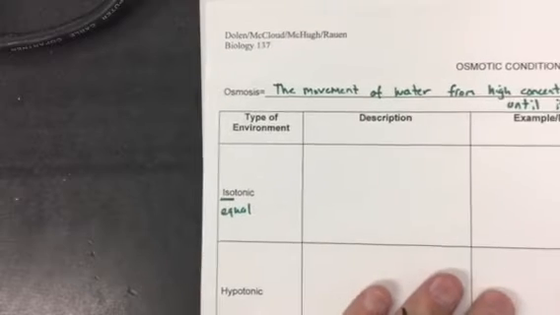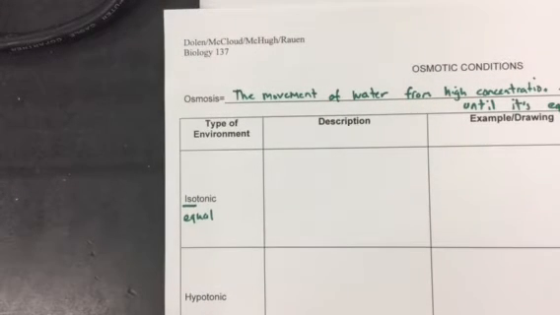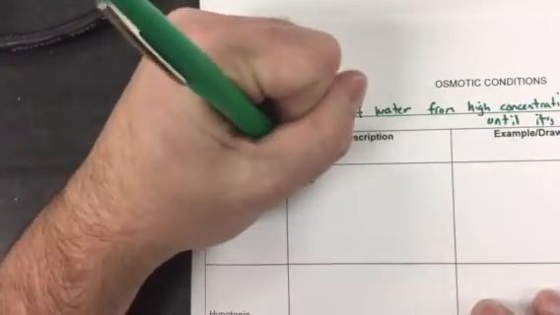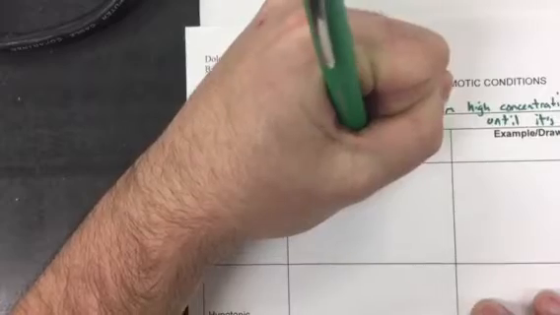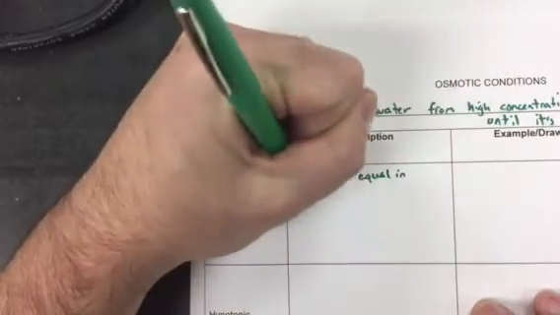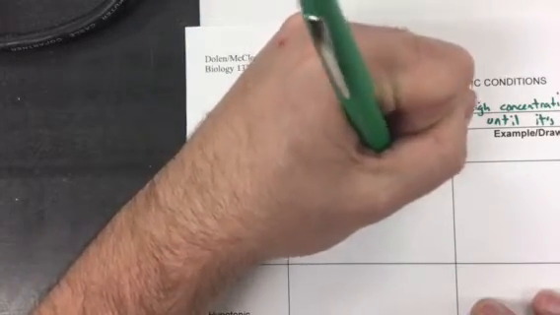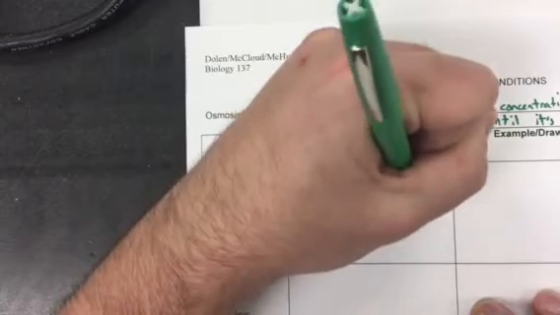So what do you think is true about the water inside and outside of the cell? They're equal. Yeah. So water is equal in concentration inside and outside the cell.